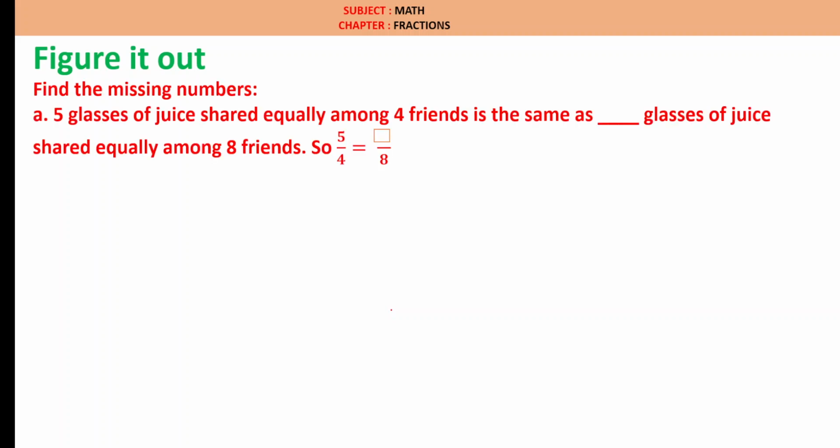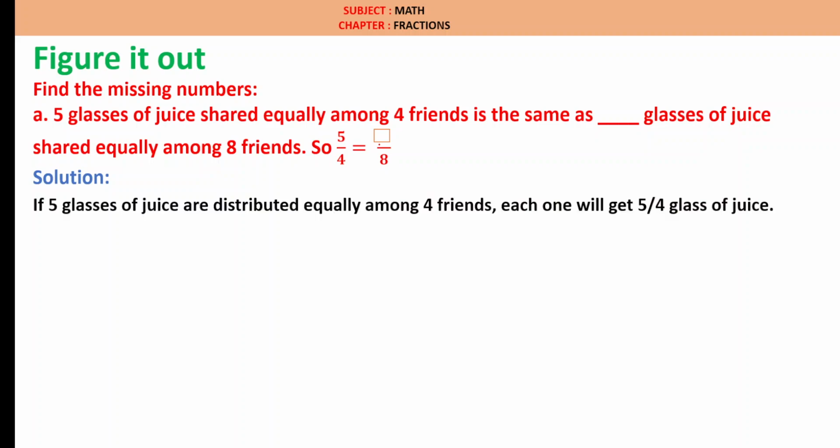Let us see some questions. Figure it out. Find the missing numbers. Here, 5 glasses of juice shared equally among 4 friends is the same as dash number of glasses of juice shared equally among 8 friends. Here, whenever the words same as appear, this is nothing but an equivalent fraction. That is nothing but the equal symbol here. So we need to fill in how many glasses are equal, in numerical form.